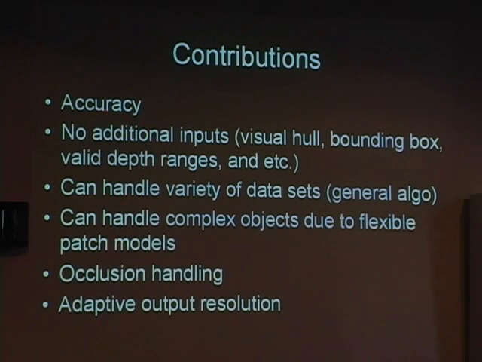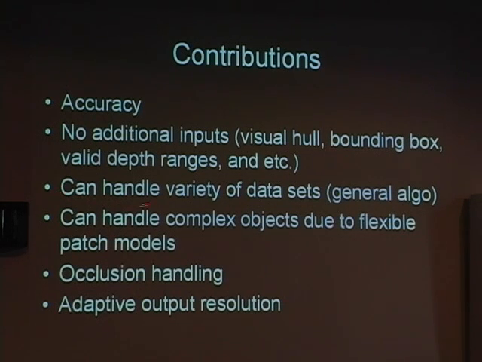For example, our algorithm just takes images and the camera parameters. And multi-view theory is supposed to work with just images and camera parameters. But typically, there are some hidden inputs in addition to these camera parameters and images. Such hidden inputs are, for example, visual hull or bounding box or valid depth ranges. In our algorithm, we do not use any such information. But many other algorithms need this information to start their process. We do not need any such additional input, which is one advantage.